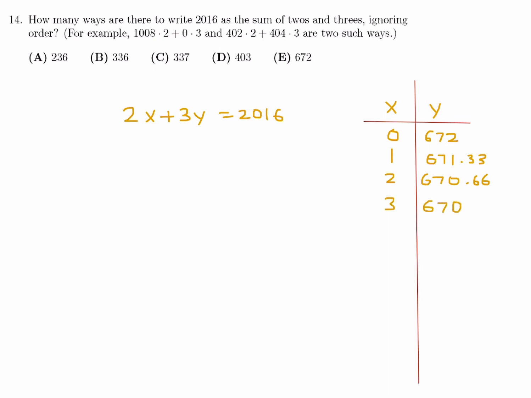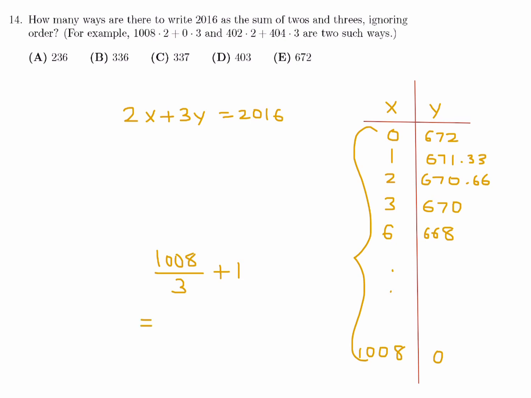So basically what it means is that x has to be a multiple of 3. So for 6, you'll get 668, and so on down. And at the very end, when y is 0, this becomes 1008. You can easily calculate this by plugging values into that equation. So it looks like x is a multiple of 3 all the way up until 1008. To figure out how many of these we have, 1008 divided by 3, and then don't forget to add that guy, so plus 1. So this looks like it will be 336 plus 1, which is 337. So 14, the answer is C.